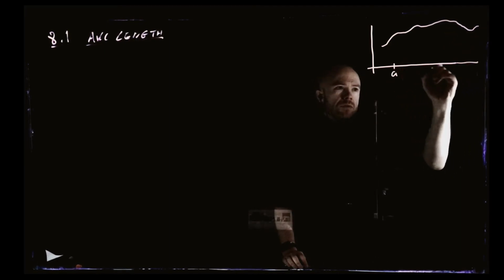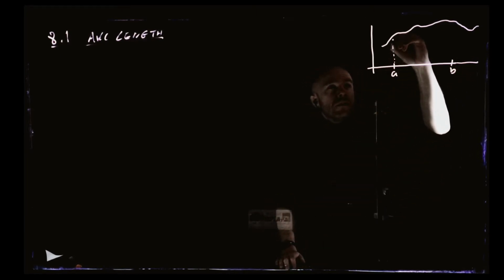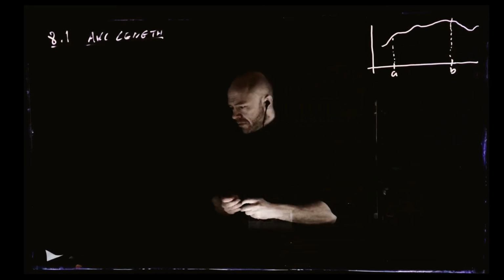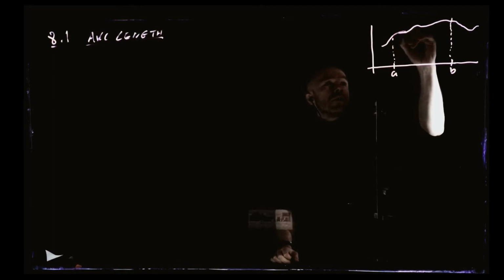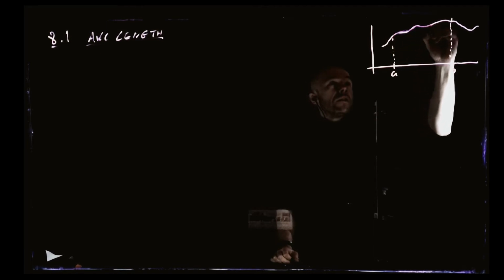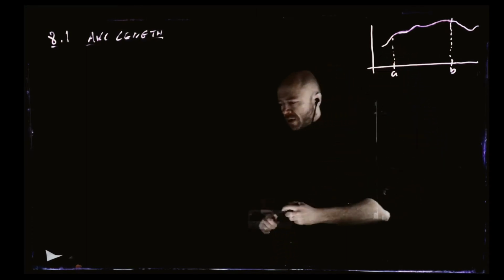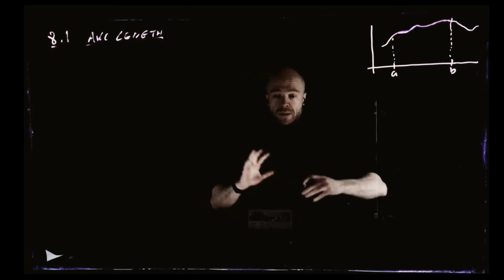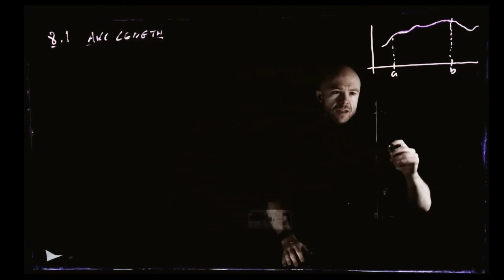Suppose we have interval a to b, and we want to know what is the one-dimensional length of the graph above this particular curve. So the length of this thing I'm outlining in red here. Okay, I'm gonna show you a formula for this. I'm gonna explain why it's true, and then we're gonna practice calculating it.